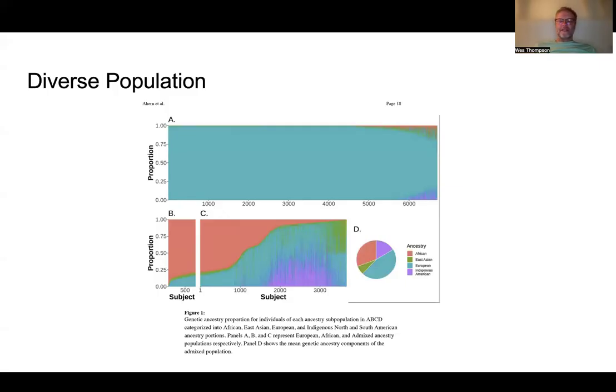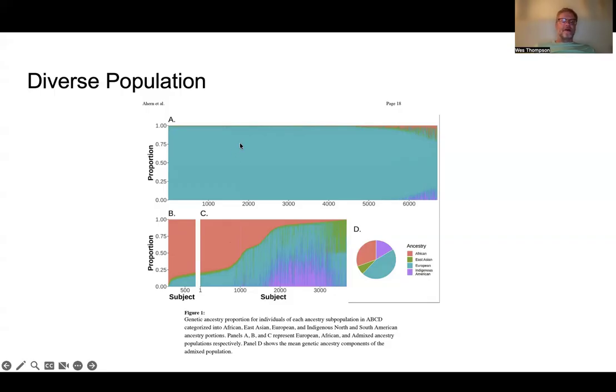So first of all, diverse population. The sample of ABCD reflects the population diversity of the country. Not perfectly, but to some degree, it's diverse in the way that the United States is diverse. And so here, you can see on the bottom a plot of the proportion of genetic ancestry derived from different continental ancestral groups: the African, East Asian, European, and Indigenous American.